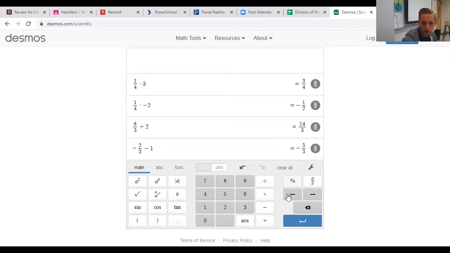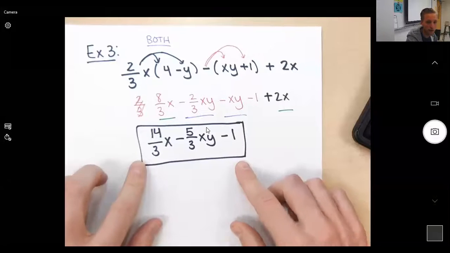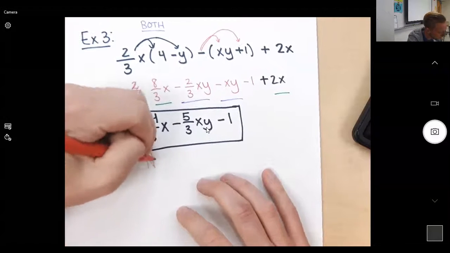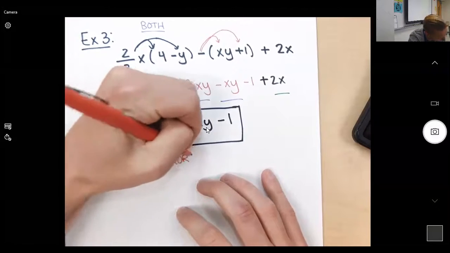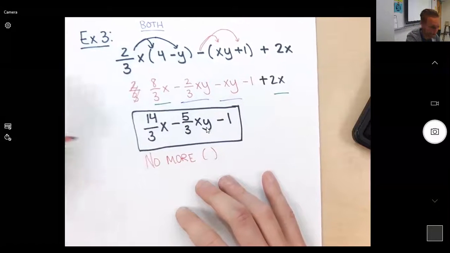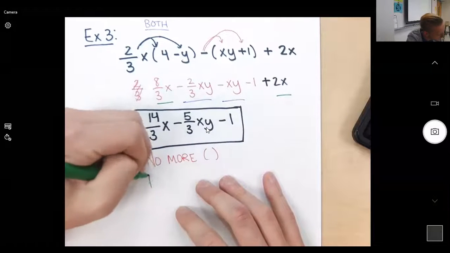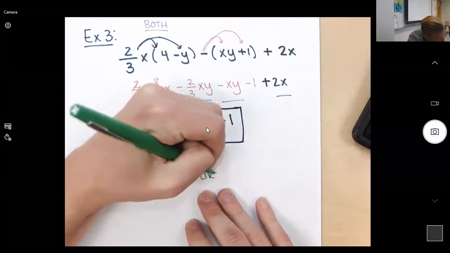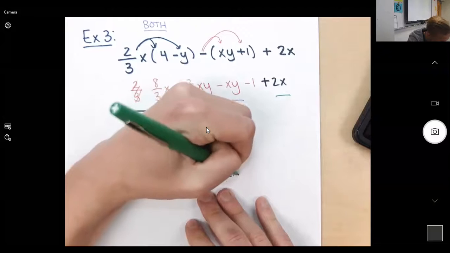Okay, so last but not least, how did I know this was my stopping point? Two things. No more parentheses. And then the second thing is no more like terms. If those two things are finished, you are fully simplified.